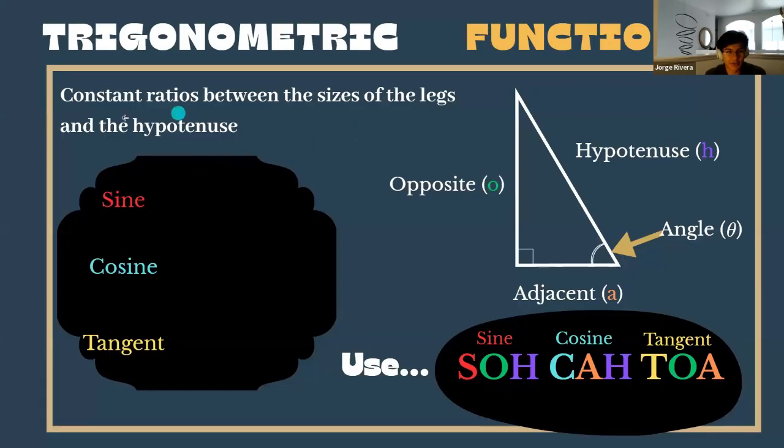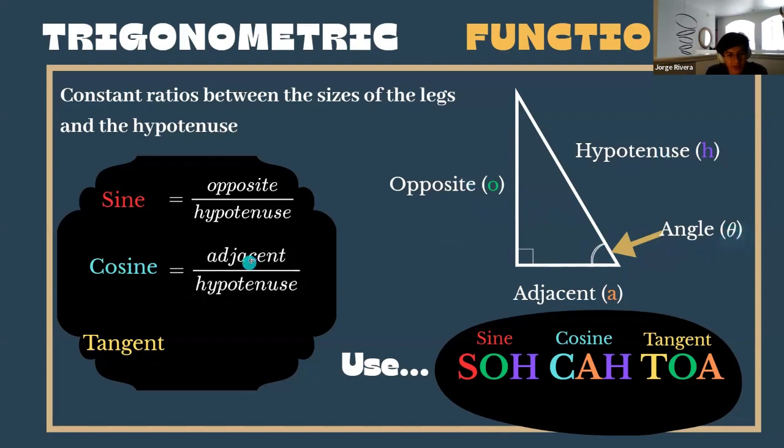So we're just going to go over this. Constant ratios between the sizes of legs and the hypotenuse. Whenever you have a right triangle, there are going to be some constant ratios depending on the angles. For example, the first one, sine. Sine is the ratio between the length of the opposite side and the hypotenuse. The angle we are always going to be studying is this one, so the opposite is the one that's opposite of the angle. It's not touching it at all. So that's opposite over the hypotenuse.